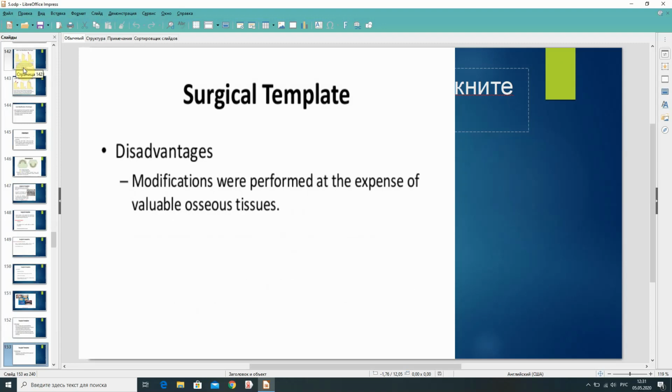Surgical template disadvantage. Modifications were performed at the expense of valuable osseous tissues.